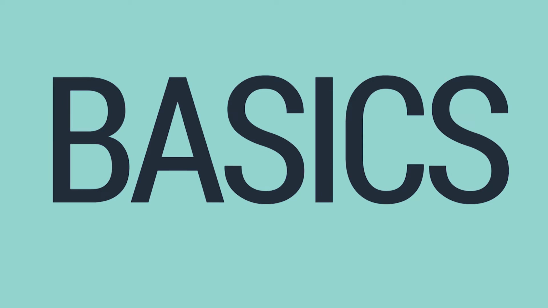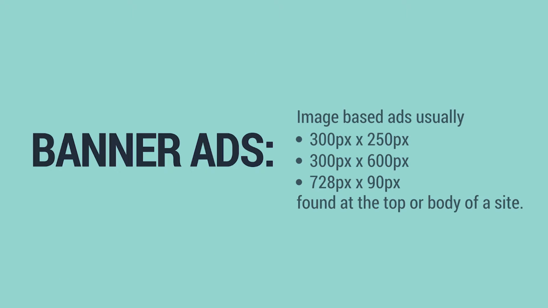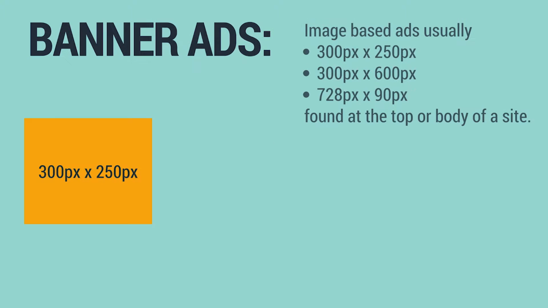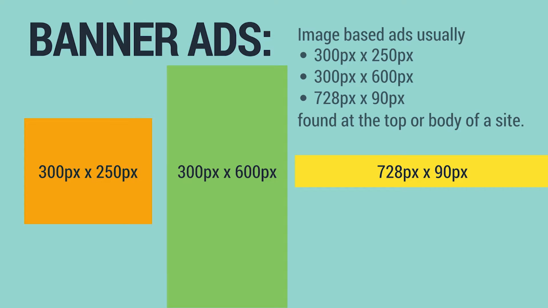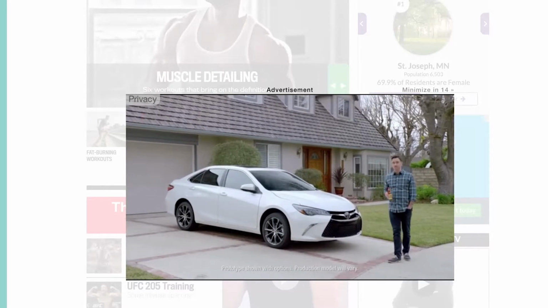Okay, now that we know the basics, let's get into the types of ads you might use on your site. First, we have the classic banner ads. Image-based ads, usually 300 pixels wide by either 250 or 600 pixels tall, or 728 by 90, found at the top, bottom, or sidebar of your site. And interstitials. These are ads that simply overlay content.